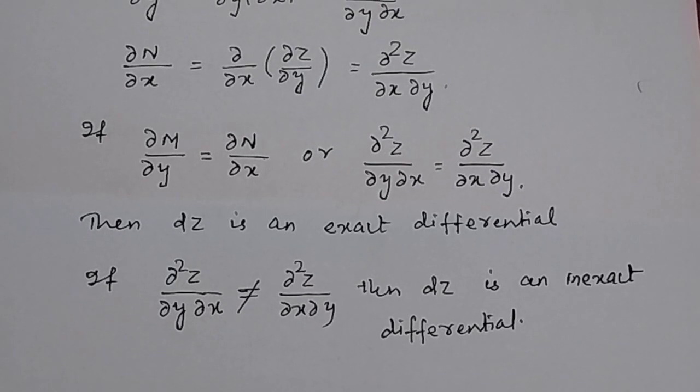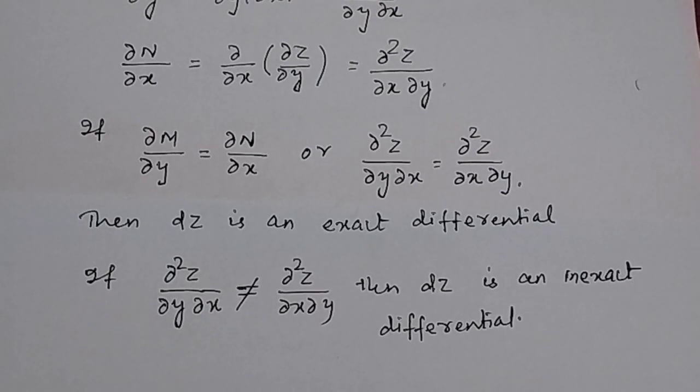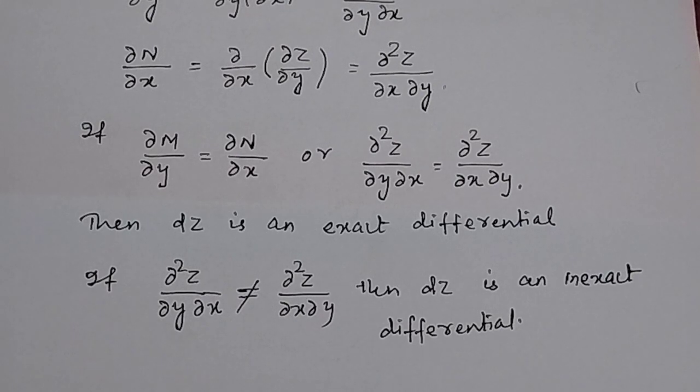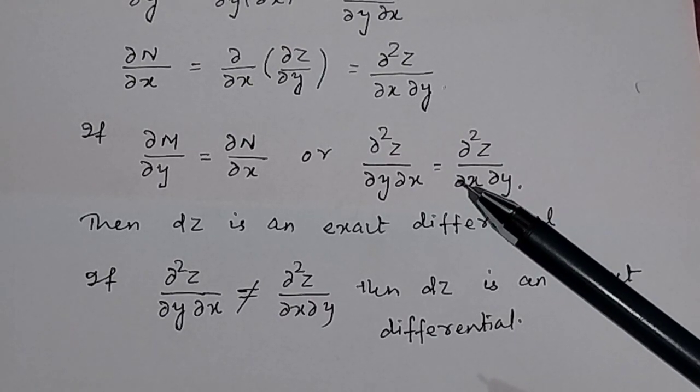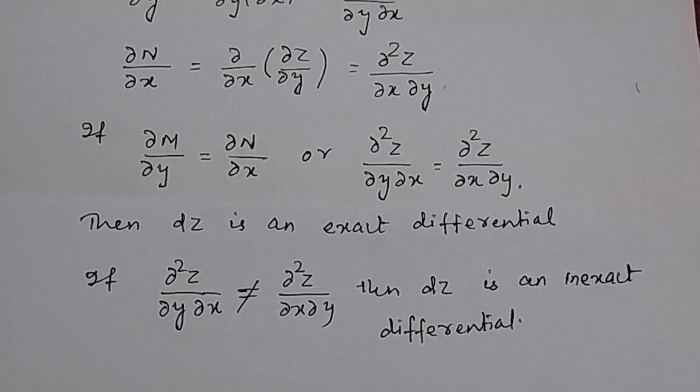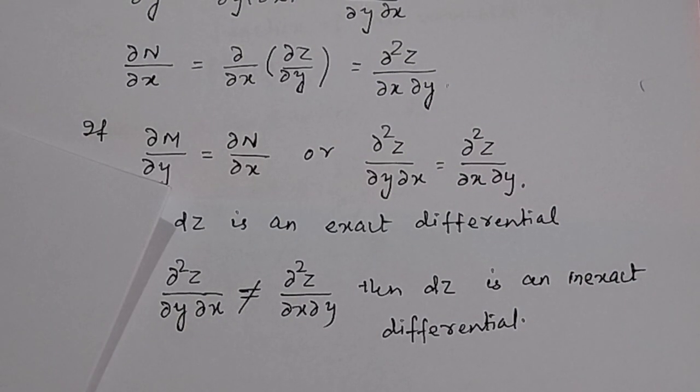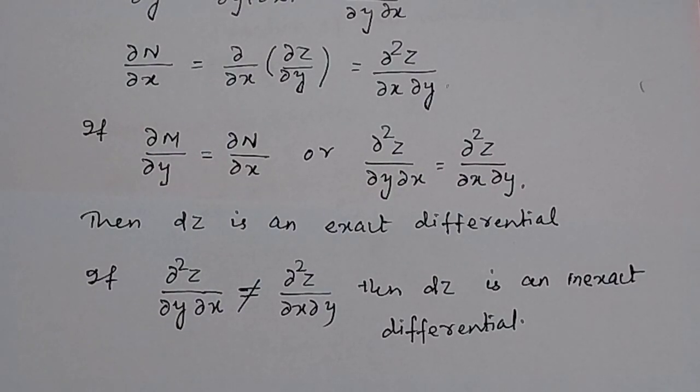In a state function, whatever path you follow, the initial and final condition of the state remains the same. But in case of a path function, the state of the function changes if you go through different paths. But in case of state functions, it is independent of the path. So this is a brief idea about the exact differential equation.